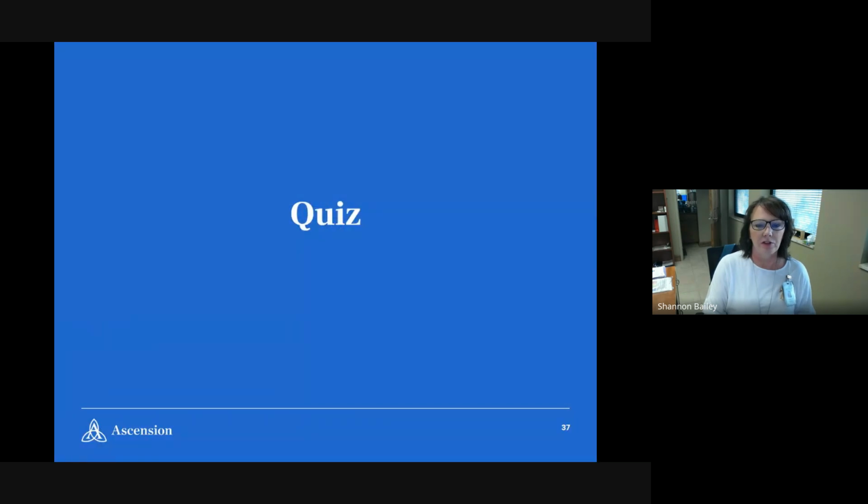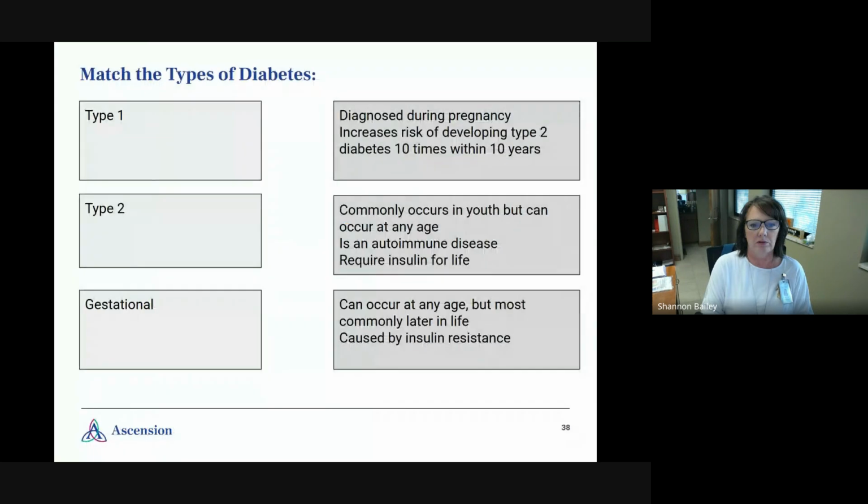Okay, so let's do a fun quiz. Probably the easiest way is either to take yourself off mute or type your answer in the chat box. Okay, so first we want to match the types of diabetes.